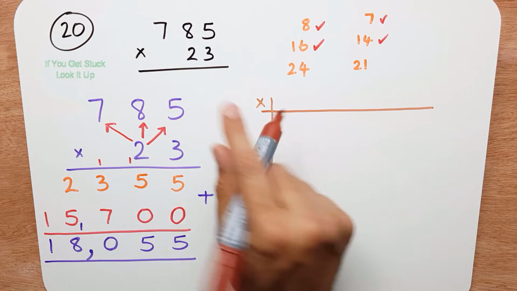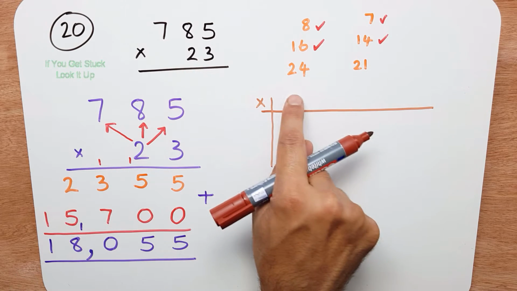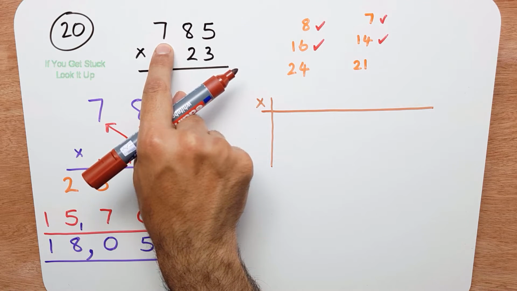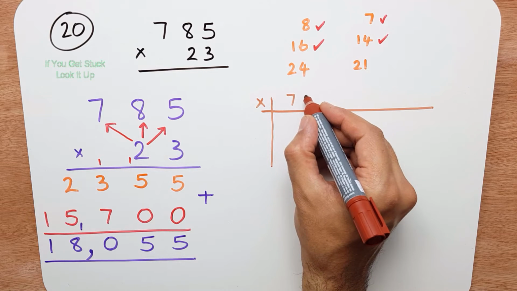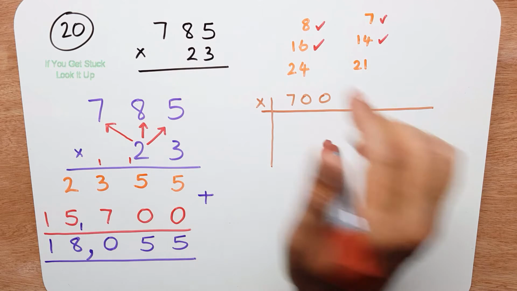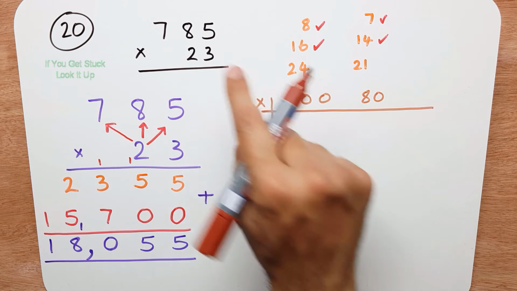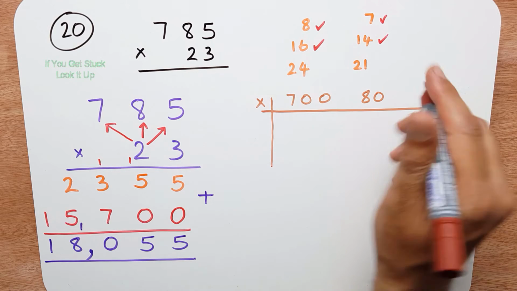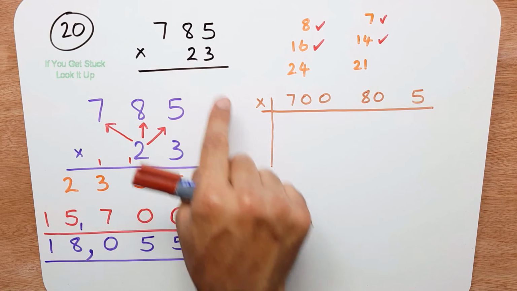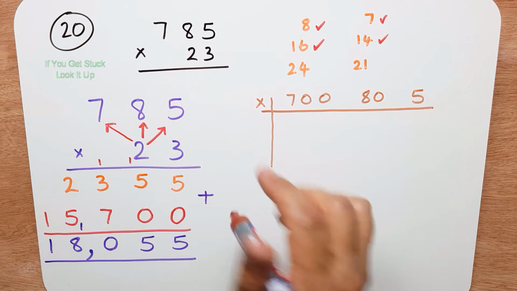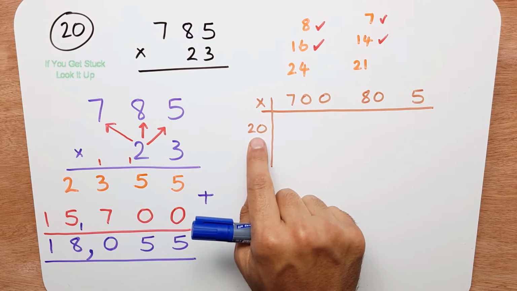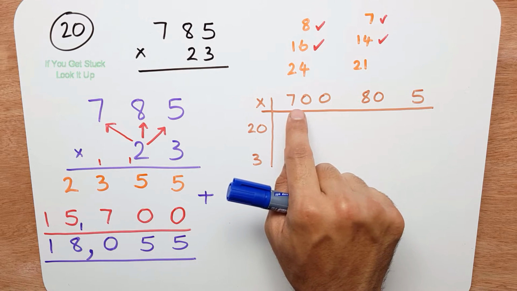Multiply. So we need to write this number along the top, but we need to split it up. We need to partition it. So 7 is in the hundreds column, so it's going to be 700. 8 in the tens column, so it's 80. And 5 in the ones or the units column, and that's going to be 5. Now 23 we need to partition and write it here. So that will be 20 and 3.